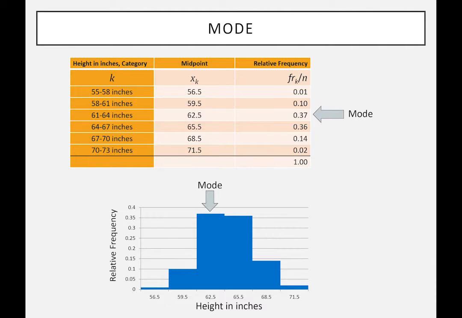Very quickly now we can see the mode. The mode is the most common height. That is the women between 61 and 64 inches. And if I had to pick a number for this, this would be 62.5. You can see it's the mode because it's the most common one. In this case, it's 37%, or the highest on the graph, the histogram graph.